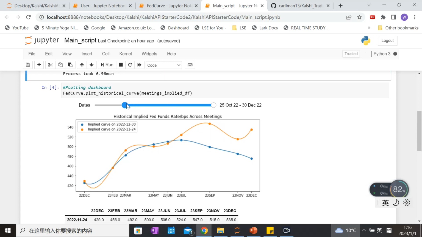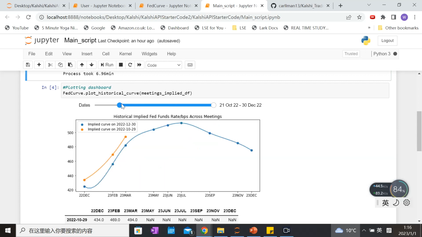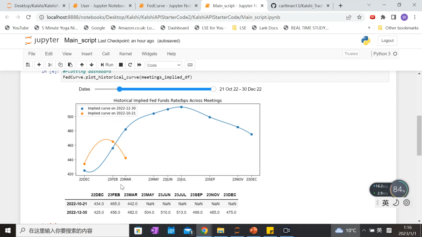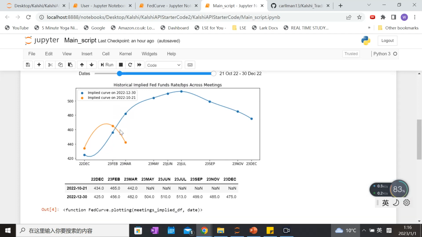What we can also do with this is drag the dates and see how the curve has changed over time. That's quite interesting. For example, we can explore it by looking at, say, this March 23 meeting on October 21st. This seems like a weird drop in the implied Fed funds rate.